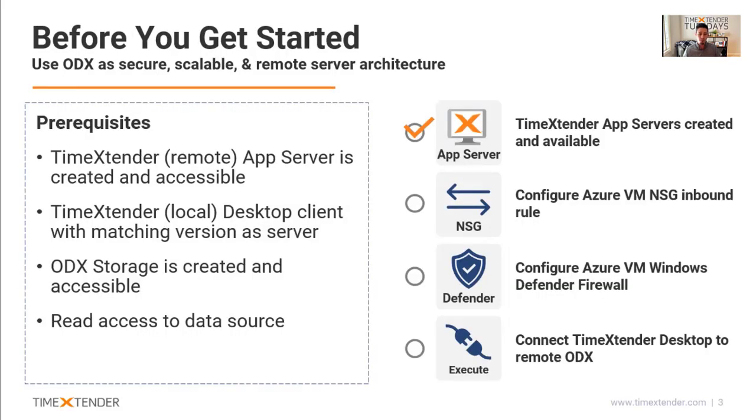Before you get started, you need to have a few things in place. A lot of these we've built through previous TimeXtender Tuesday sessions. First is the TimeXtender remote app server. We have this app server already running in Azure, and that's what we're going to use today. What's a little different from what we've done in the past is that we're going to have TimeXtender also installed locally on my laptop, and we'll show you how you can manage the remote ODX server from a local desktop client. You also need the ODX storage created and accessible, and read access to a data source, so we can show the execution of these different data sources.